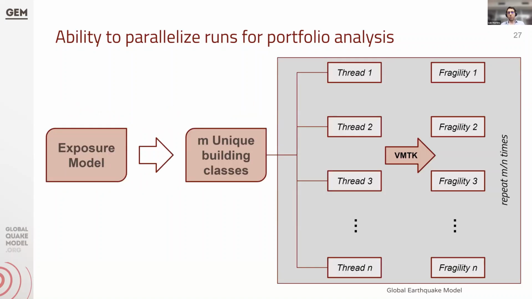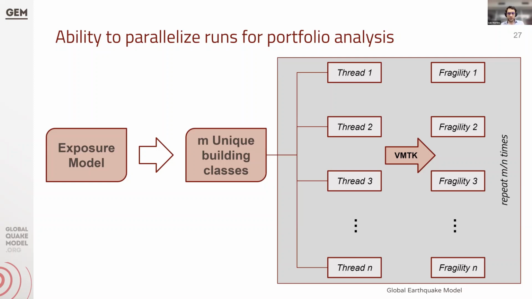So what this is really useful for is, imagine that you have an exposure model and you want to calculate the risk for your exposure. You can extract the unique building classes that you find in your exposure model. It could be manageable if it's a very small exposure model, say a city, and maybe you have half a dozen building classes. Maybe you could do it on the graphical user interface one by one.